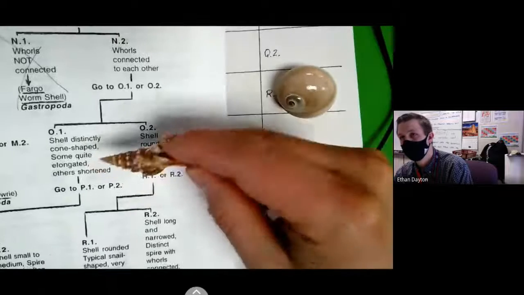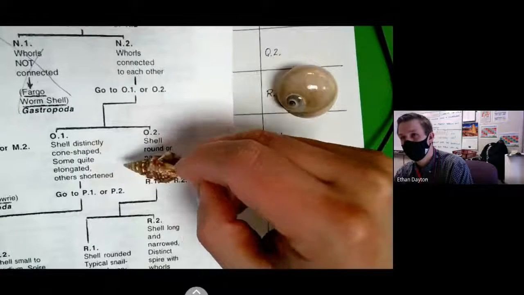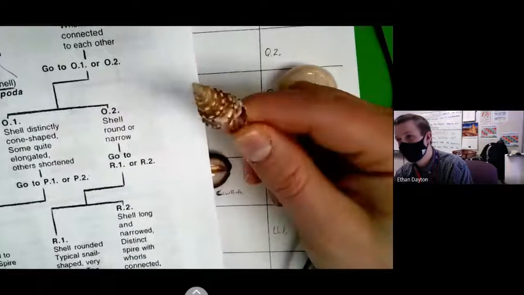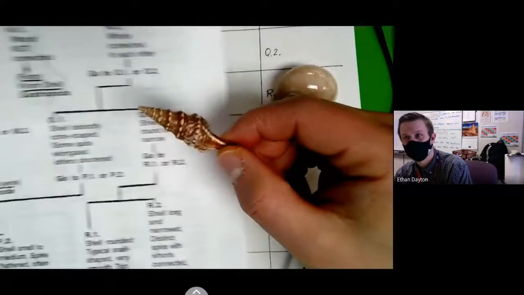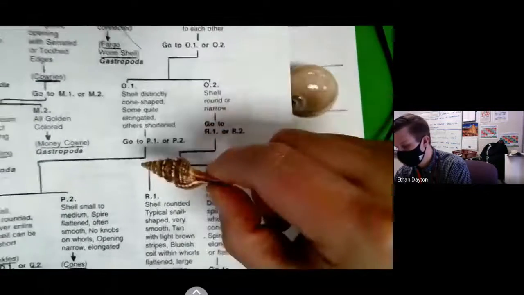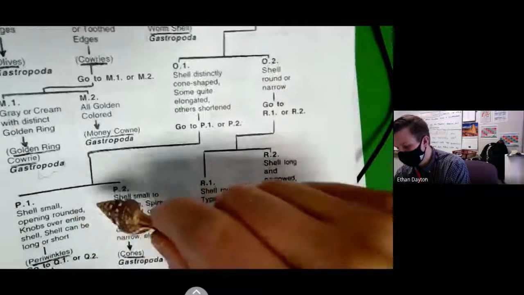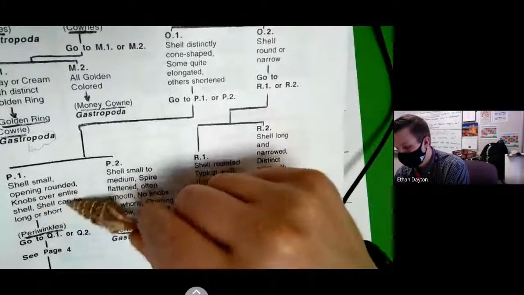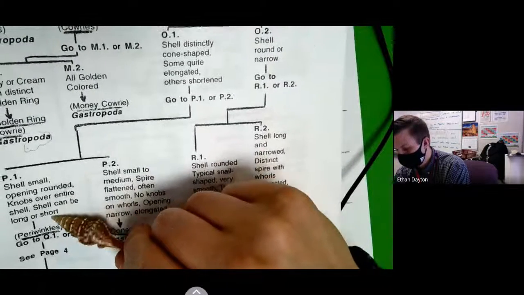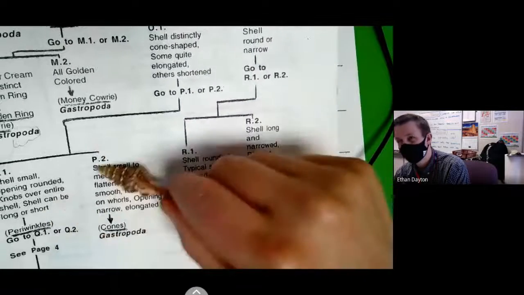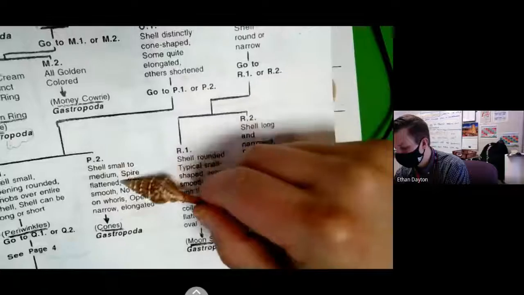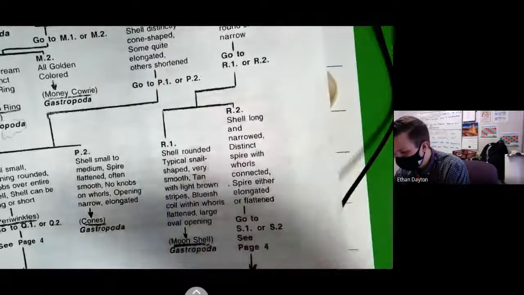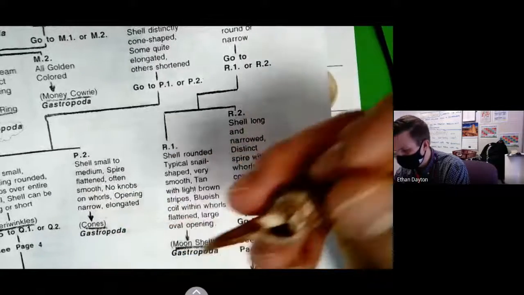Is it distinctly cone-shaped? Quite elongated, other shortened. Is it round or narrow? I would say that is distinctly cone-shaped. Would you not? I'm taking the lead on that one. Yes, so we're going to go to P1 or P2. Is the shell small? Is the opening rounded? Are the knobs over the entire shell? Can the shell be long or short? Maybe. Let's take a look here. Is the shell small to medium? Is the spire flattened, often smooth? No knobs on whorls. Opening narrow. Is it elongated? Let's see. Let's think.